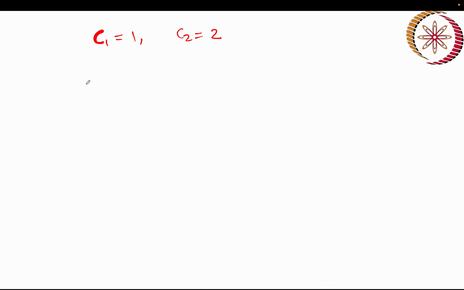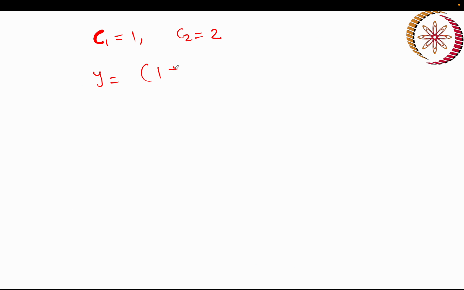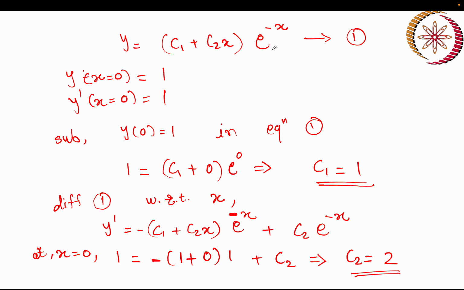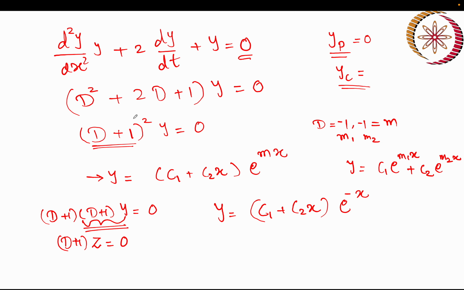So y is equal to c1 is 1 plus 2x e raised to minus x. Okay, so instead of x they have used t, so we can replace that and see. So we got 1 plus 2t and e raised to minus t.